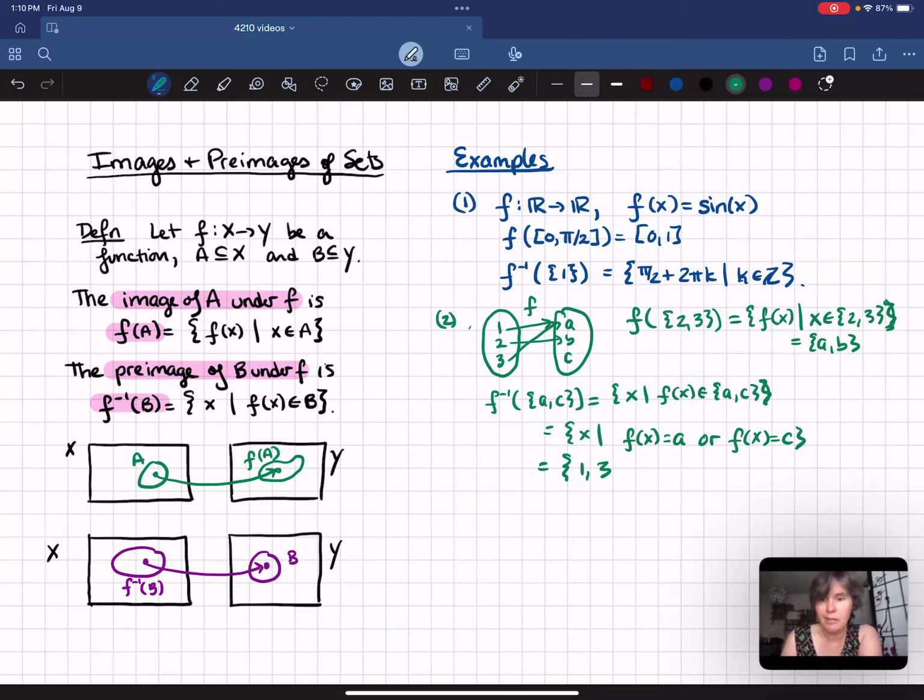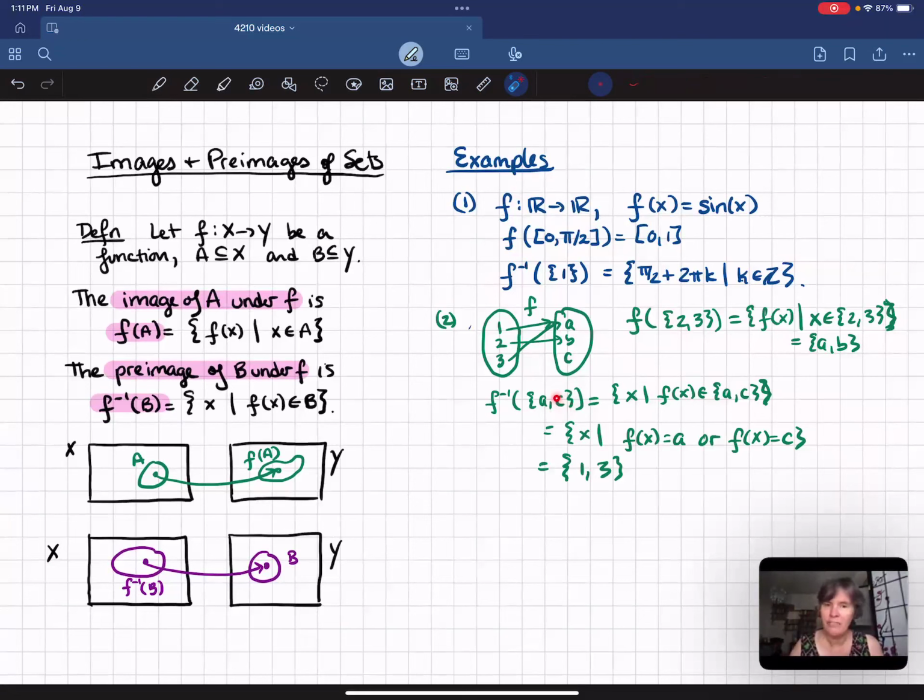There aren't any, right? There aren't any, so that's where I stop. All right, so f of 2 comma 3 is a comma b. F inverse of a comma c is 1 comma 3. And this example shows that it can happen that you have an element in your set B, in this case we had this element C, that nobody hits it, okay?